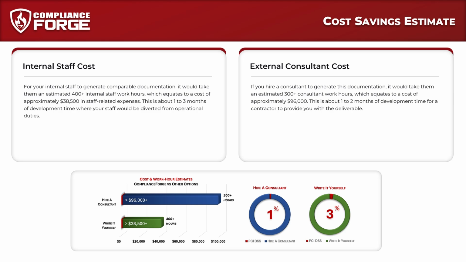Compared to writing your own documentation, you can potentially save hundreds of work hours and the associated cost of lost productivity. For your internal staff to generate comparable documentation, it would take them an estimated 400 plus internal staff work hours, which equates to a cost of approximately $38,500 in staff-related expenses. That is about 1 to 3 months of development time, where your staff would be diverted from operational duties.